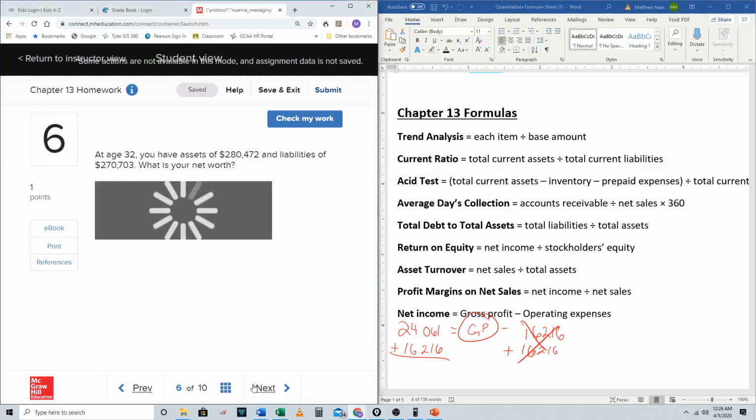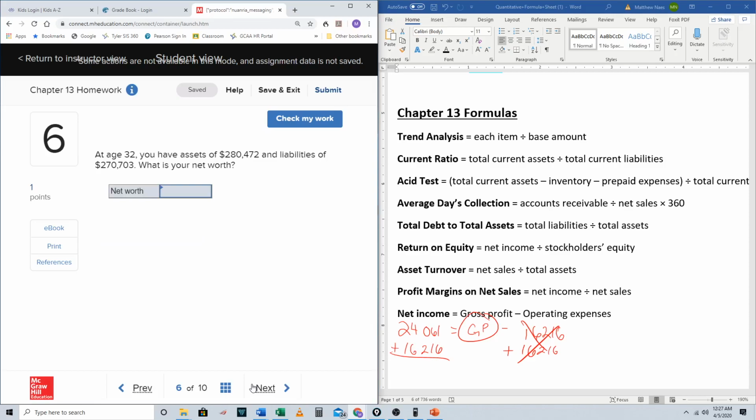Next. This one's not on there either. This is, if you follow the PowerPoint, the first part of the PowerPoint. Net worth is assets minus liabilities. Okay.